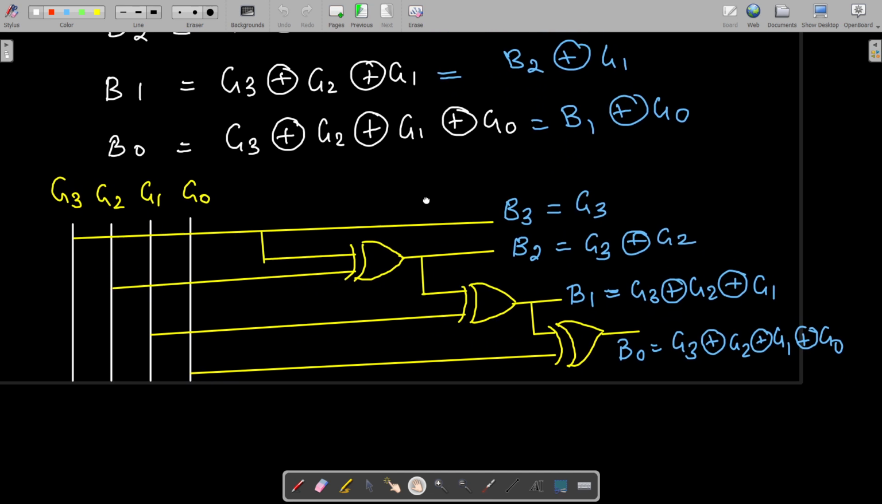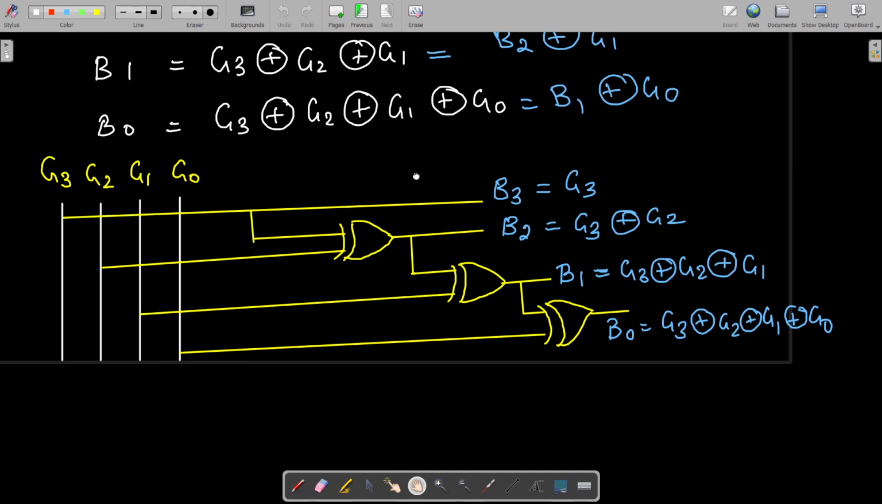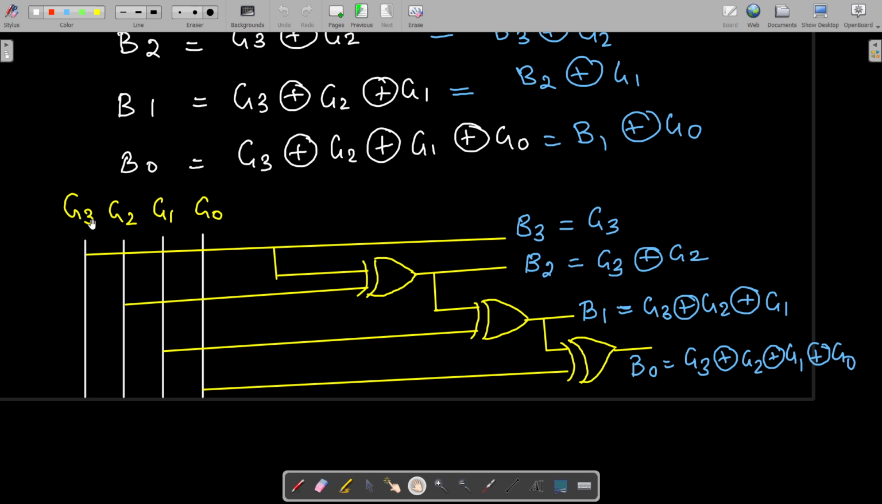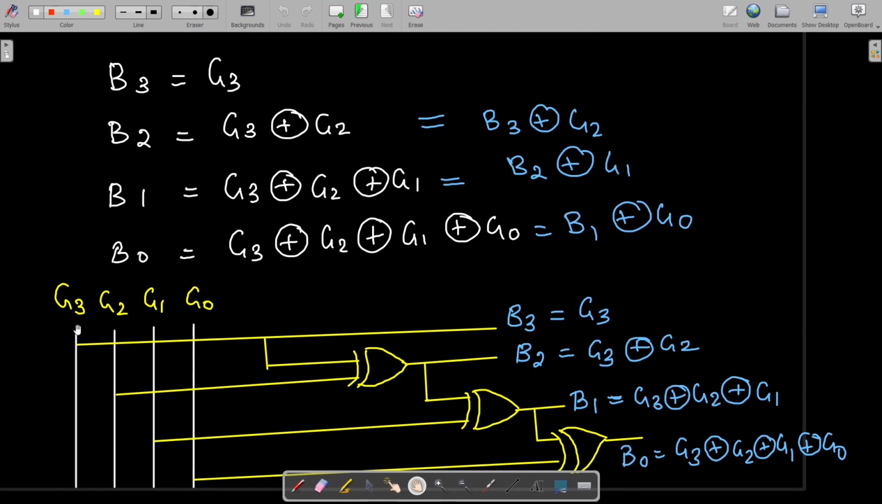So what is the final step? It is the implementation or logic diagram. The inputs are G3, G2, G1, G0, and we want to get the outputs B3, B2, B1, B0. How do we get the B3 output? We draw four input lines which are named G3, G2, G1 and G0. From G3 you take the connection, which is nothing but your B3. Then you go for B2.